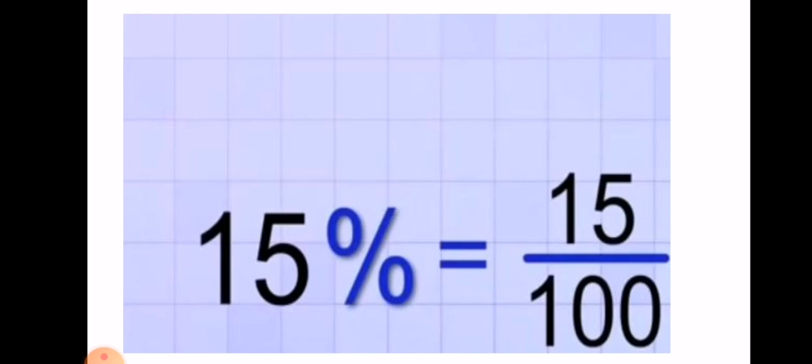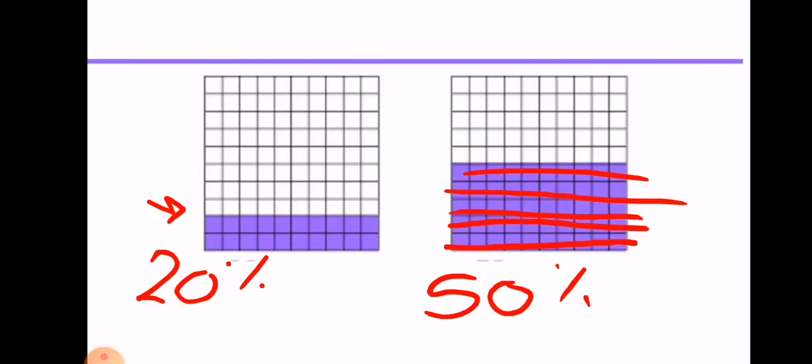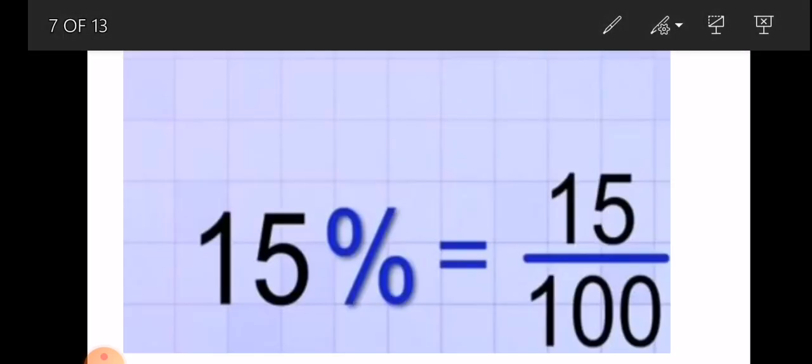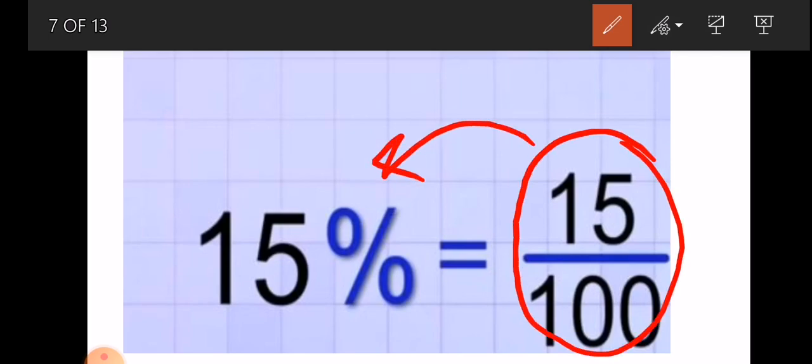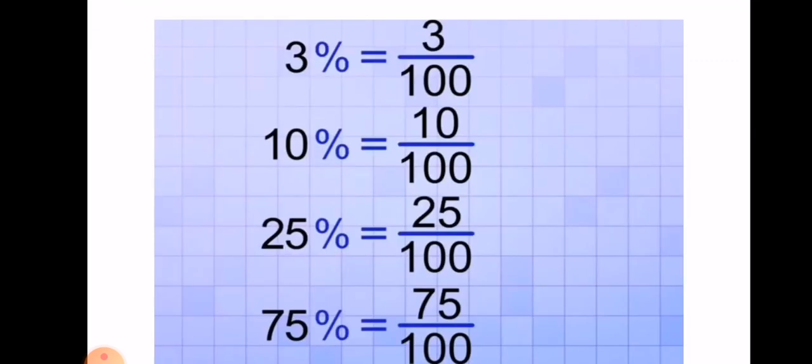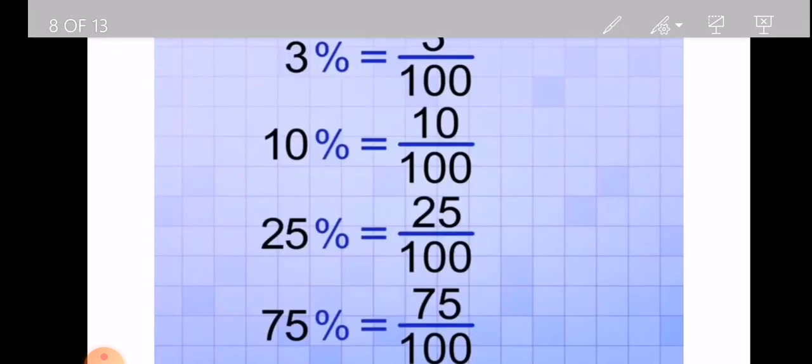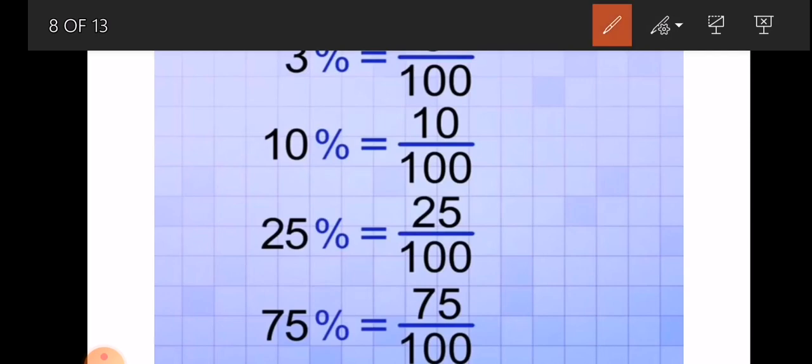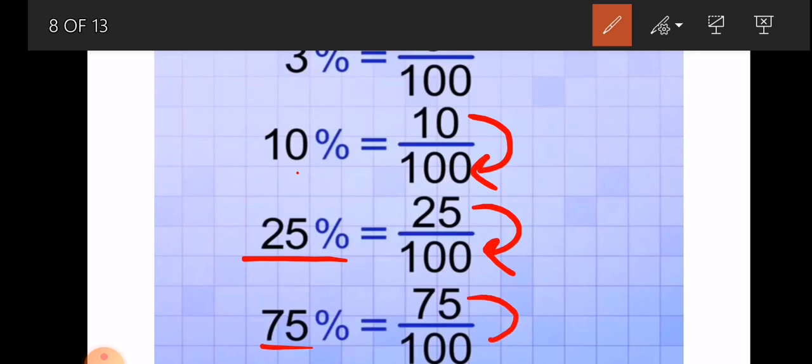So we said now that if I have 15 over 100, let me get the pencil, 15 over 100 is the same like what? 15%. Here's more examples also. 10% means what? Means 10 out of 100. 25% means 25 out of 100. 75% means 75 out of 100.